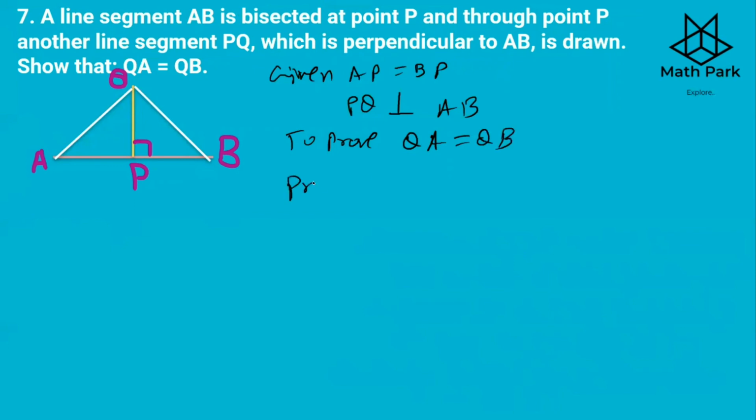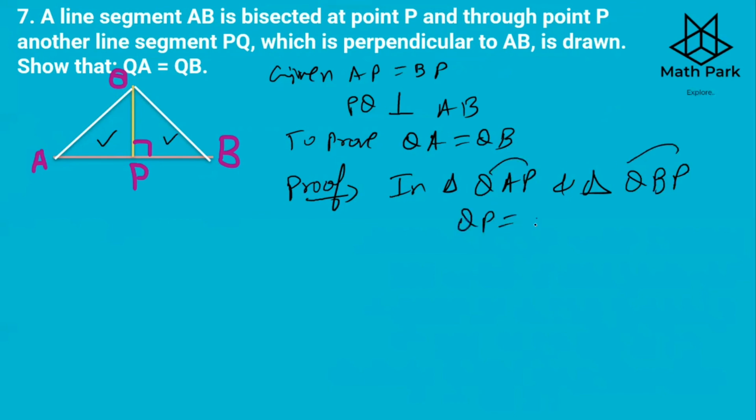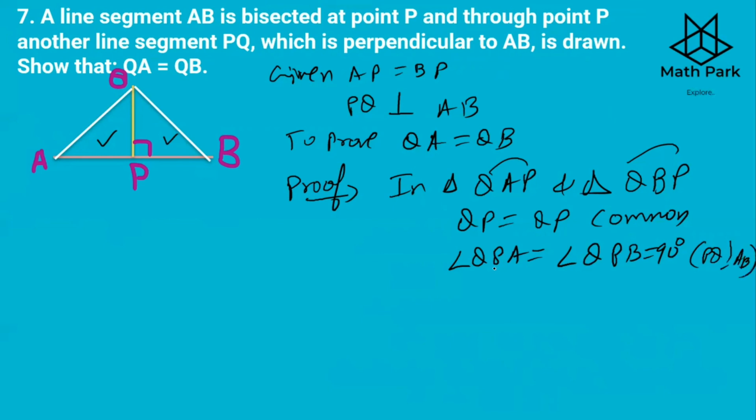So let us start with the proof. We'll be proving which triangles are congruent. We have triangle QAP and triangle QBP. The first thing is QP is equal to QP, a common side. Next, angle QPA is equal to angle QPB is equal to 90 degrees because PQ is perpendicular to AB.